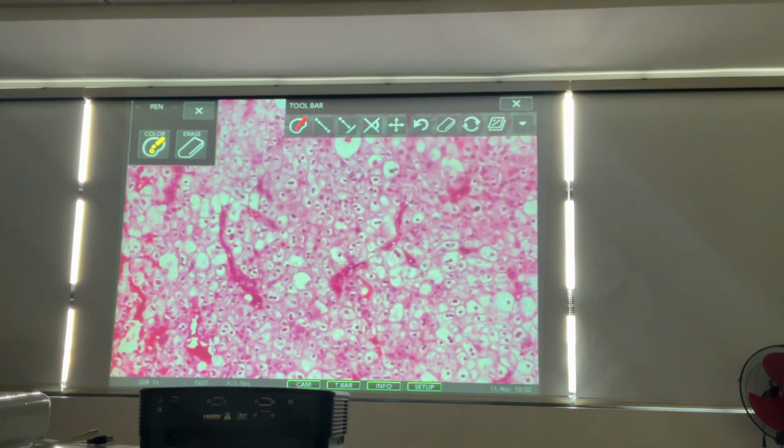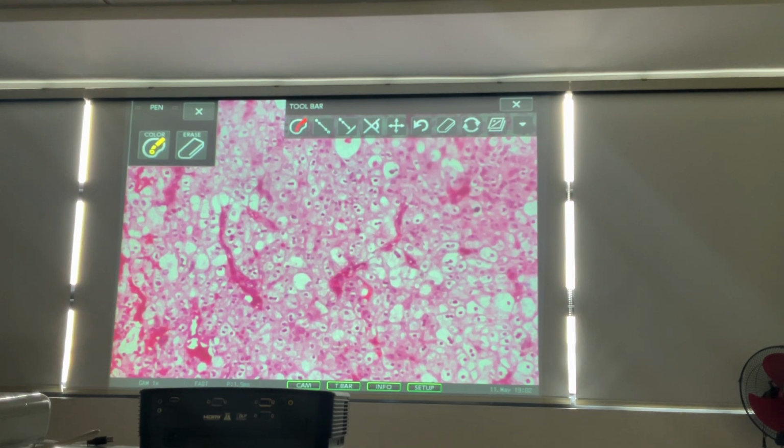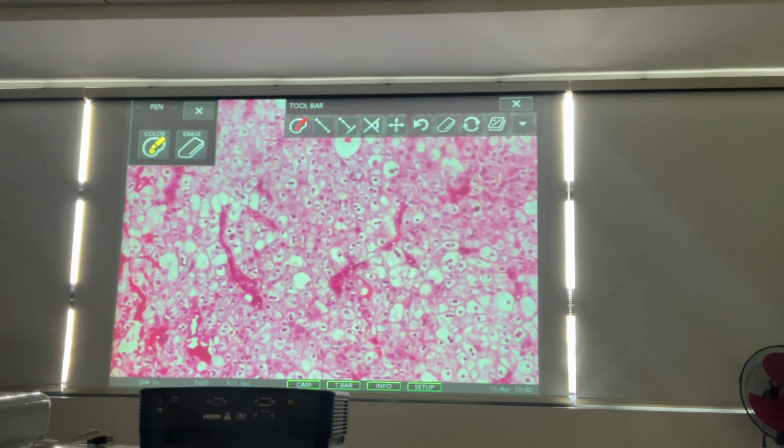Renal cell carcinoma has four variants. You have your clear cell type, papillary type, your collecting duct, and I think transitional type, I forgot, so just review your notes. The most common one, which is this one, is the clear cell type.